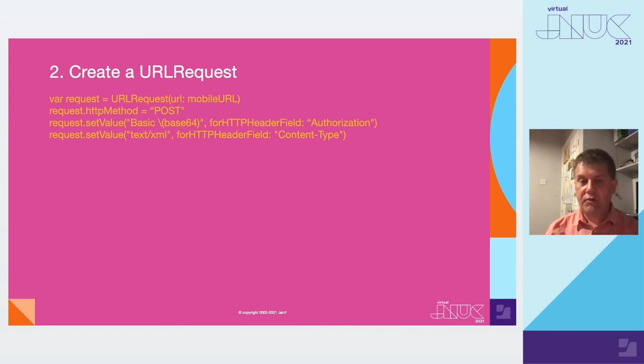I'm going to create a request, and I'm going to set the method to post. I'm going to set the authorization header to our base64. And with this example, we are going to upload a payload. With the classic APIs, you can only upload XML, so I'm setting the content type to XML. Okay.